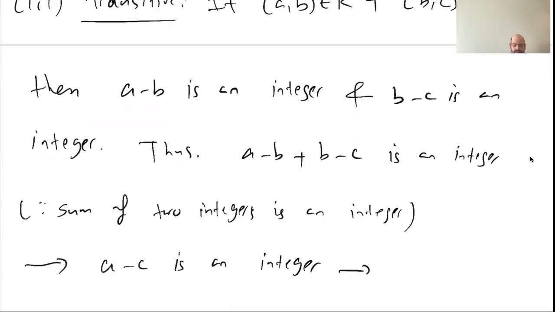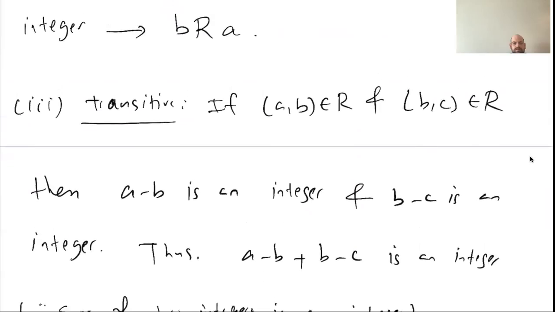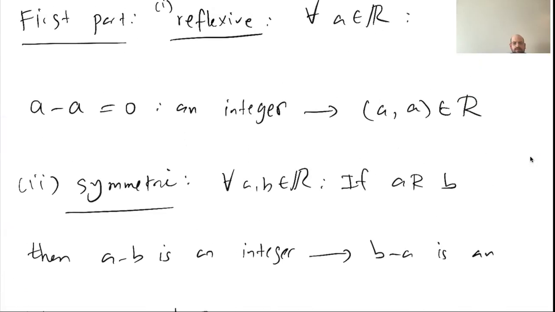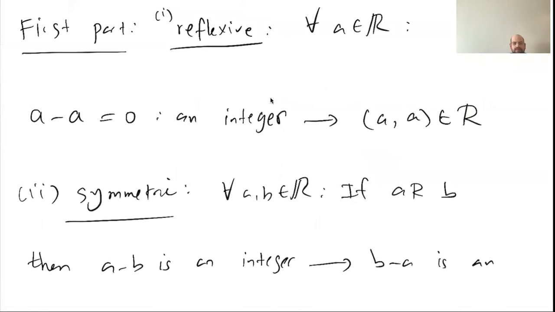And that means A and C is in R. Okay, I think the screen was frozen for a few moments, so let me explain one more time. For reflexive, we want to show that the relation is an equivalence relation. So we have to show reflexive, symmetric, and transitive.